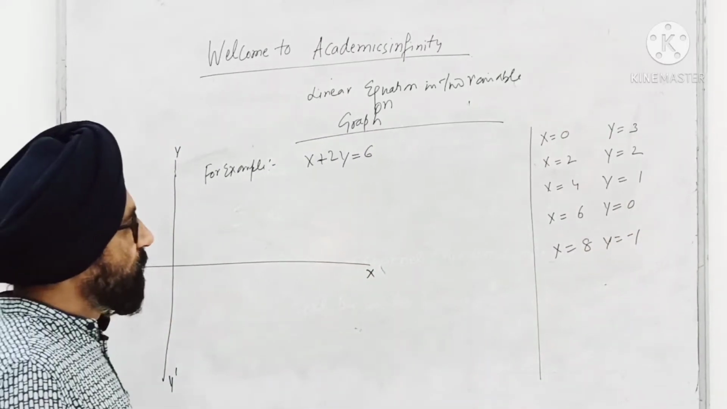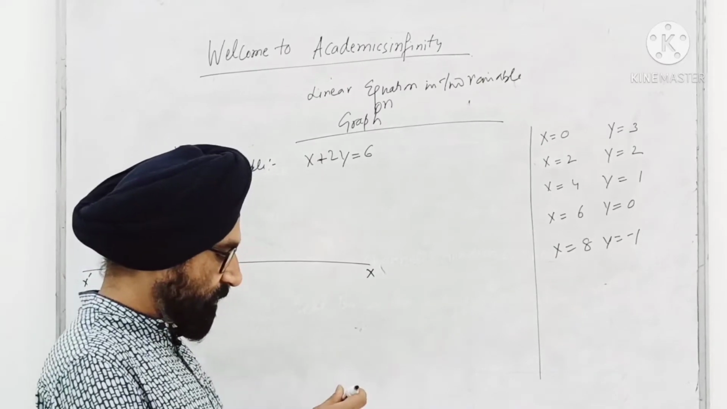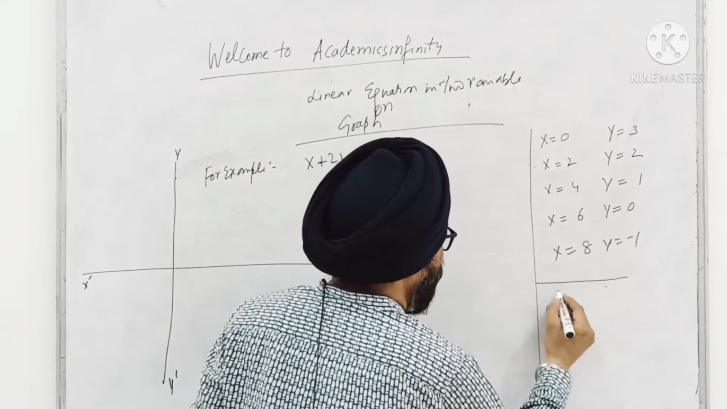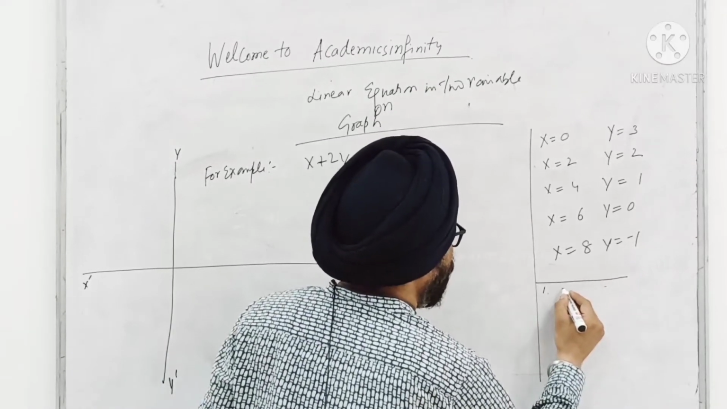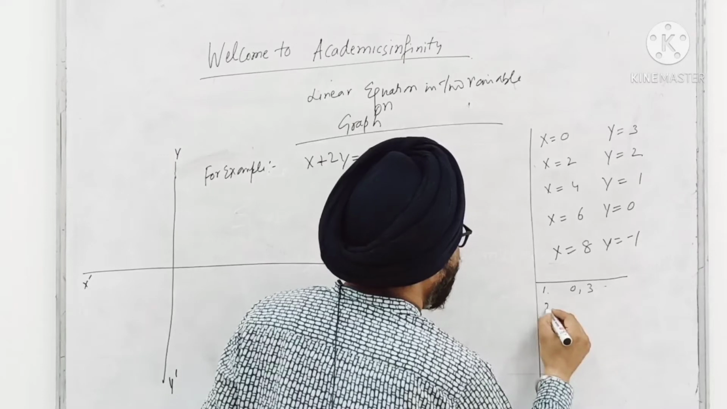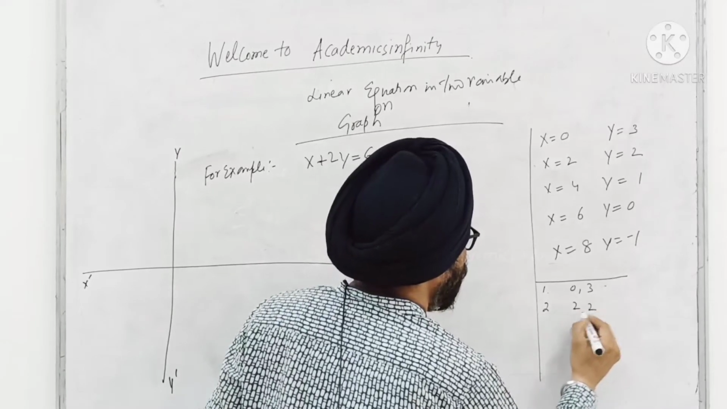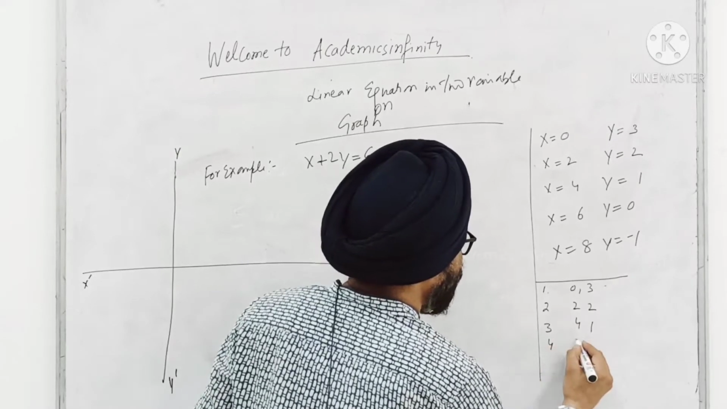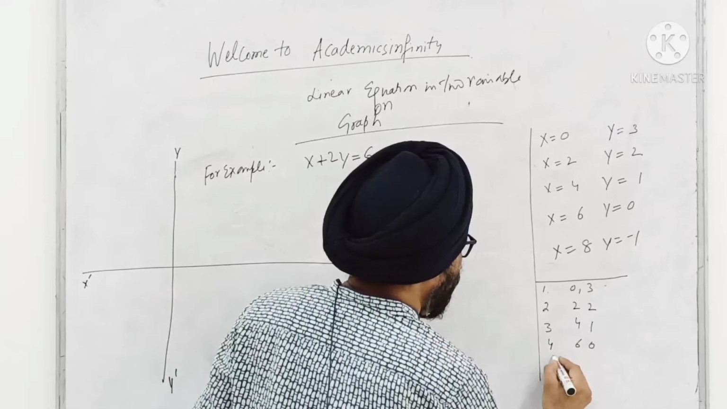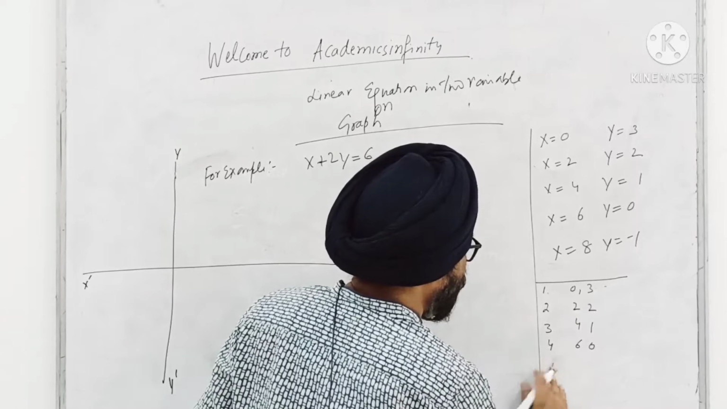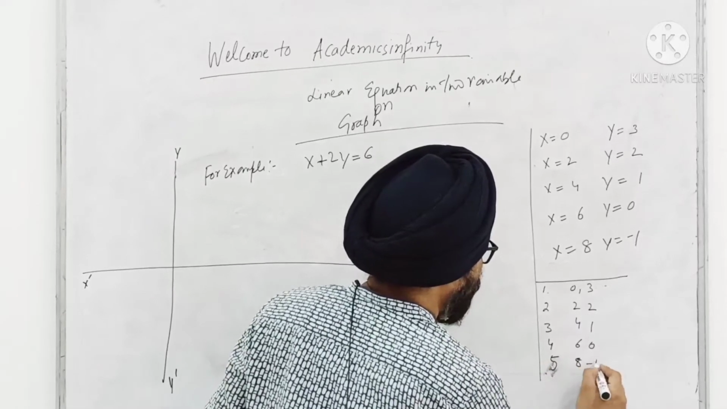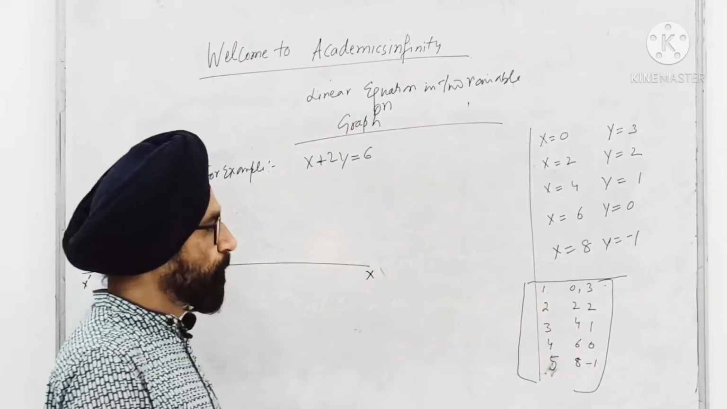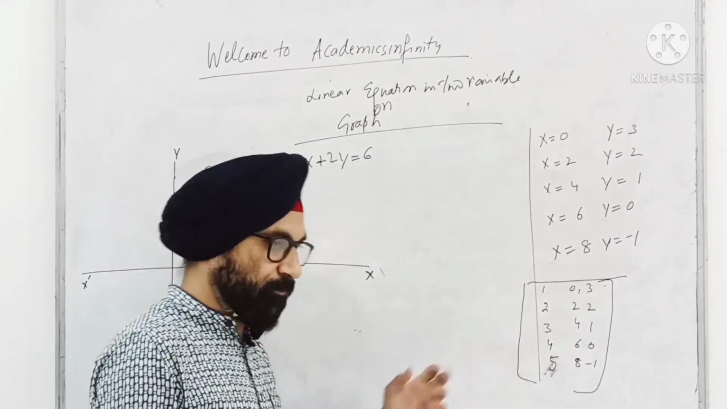So, in this case, our points are: first point is 0, 3, second point is 2, 2, third point is 4, 1, fourth point is 6, 0, and fifth point is 8, negative 1. Now we are going to plot these points on the graph.